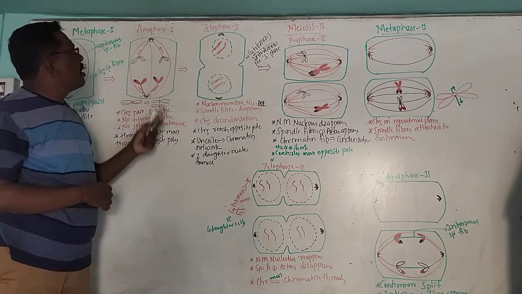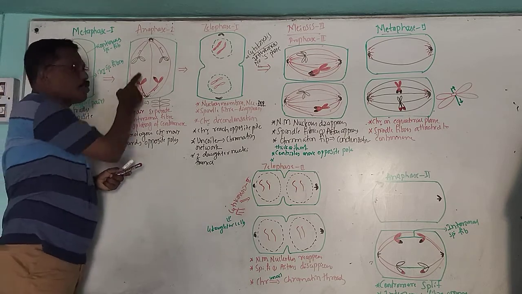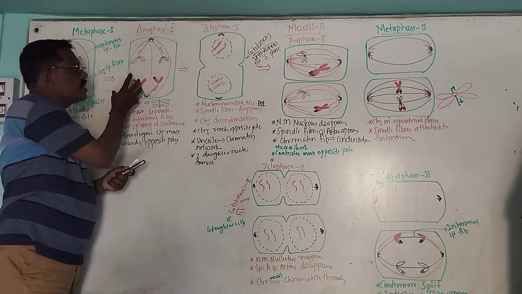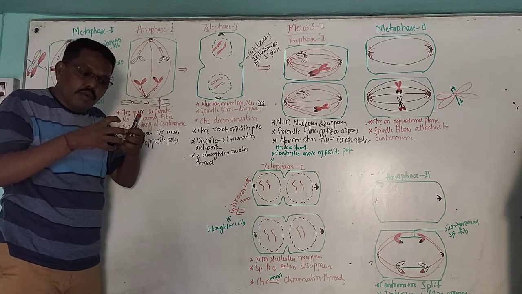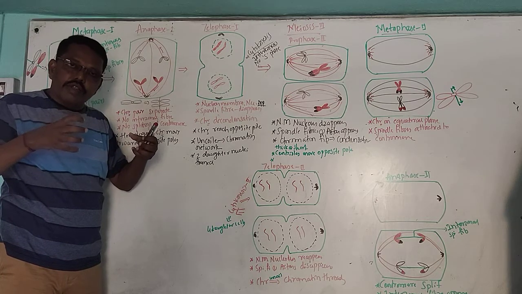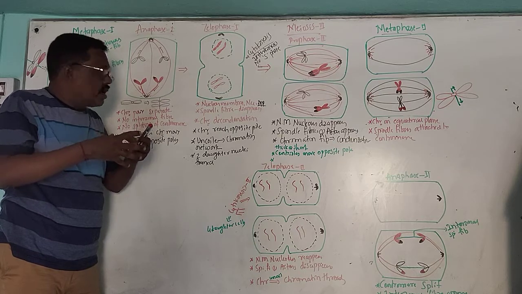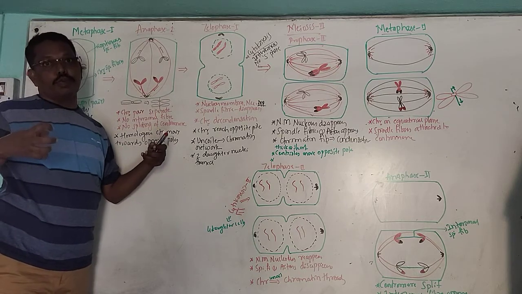Then finally, in the later anaphase, at each pole we will see chromosomes. In early anaphase, the chromosomes move towards the two opposite poles, but in the later anaphase, the chromosomes group towards the two opposite poles.